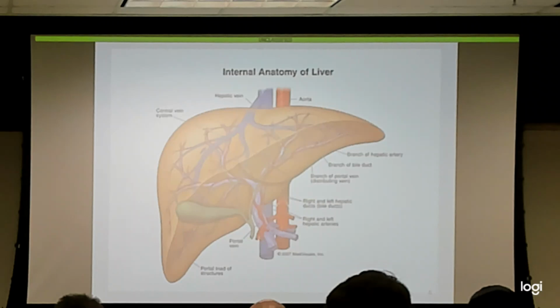So if you've got inflammation there, you have a patient that comes in with some right upper quadrant pain, but it's kind of all over and in the back, it might be the liver. So you can palpate that and have pain in different quadrants from that.